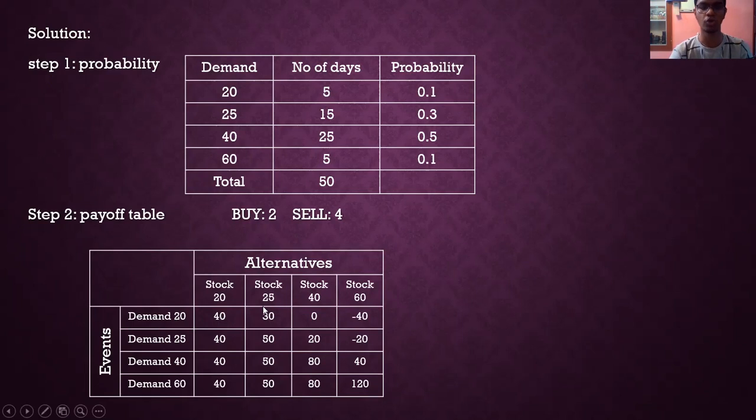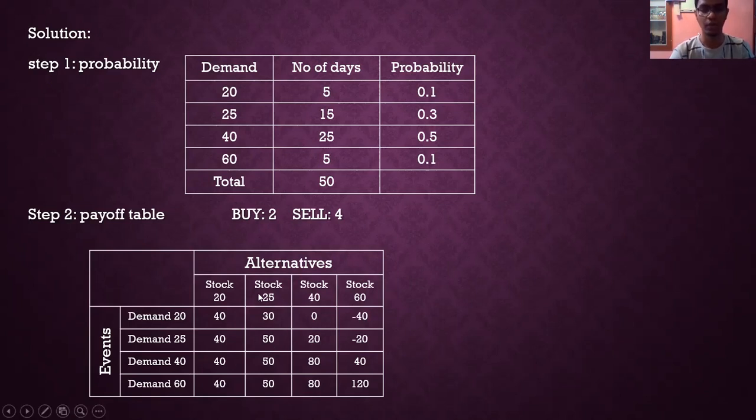Next, we'll look into stock 25. In the stock 25, we have a stock of 25 and a demand of 20. Here, we have excess stock, but the demand is less. The patients are less here. So what to do in this case? Whatever demand we have, that we can sell, and the remaining stock we will just ignore, or deduct.